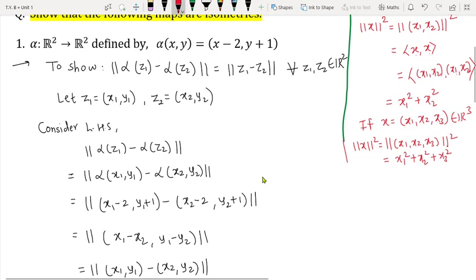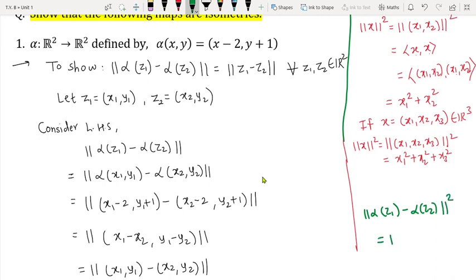So instead of proving like this, what we show, I will write it here, we show this: norm of alpha z1 minus alpha z2 square is equal to norm of z1 minus z2 square. That is what we show. And after that, we will simply take positive square roots on both sides and we will get our required answer, and therefore alpha will be an isometry.